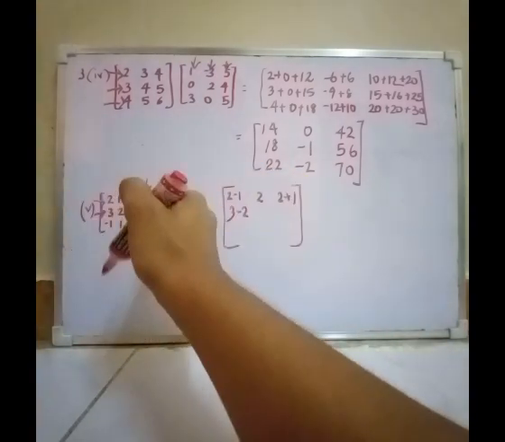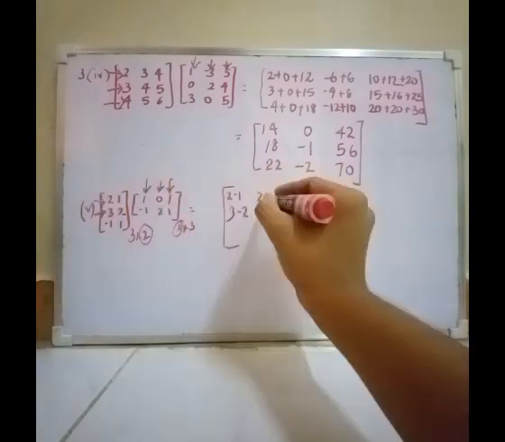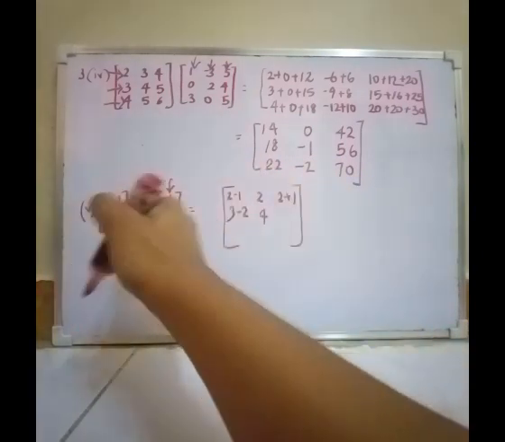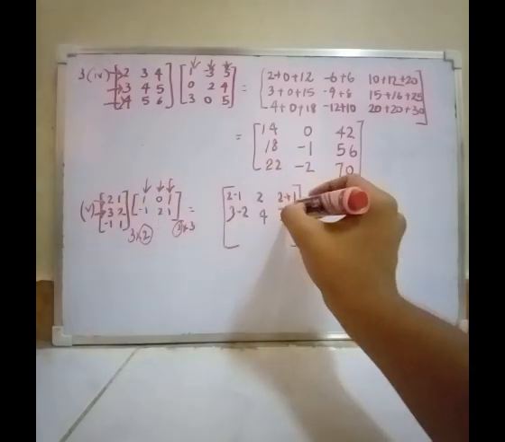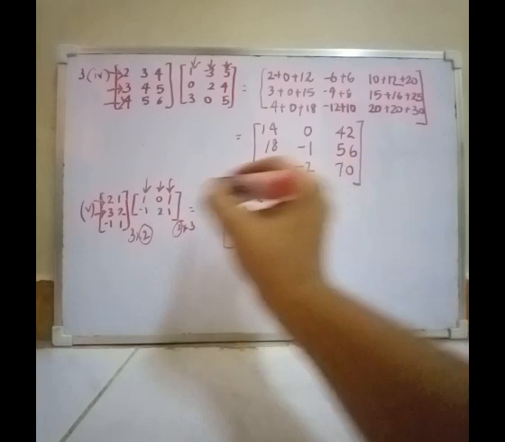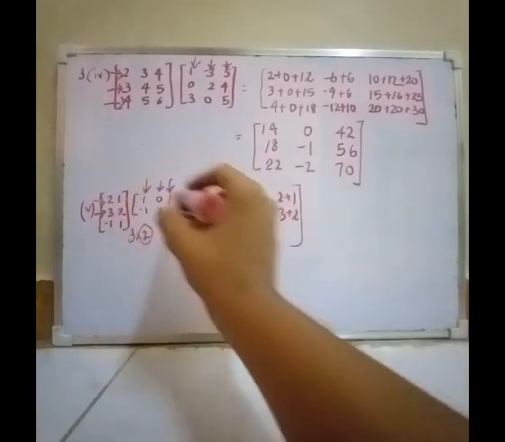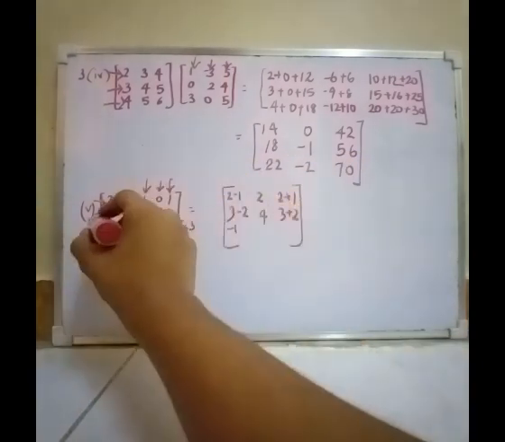Now doing the second row, 3 times 1 would be 3, 2 times minus 1 would be minus 2. Now 3 times 0 would be 0, and 2 times 2 would be 4. Now 3 times 1 would be 3, and 2 times 1 would be plus 2.